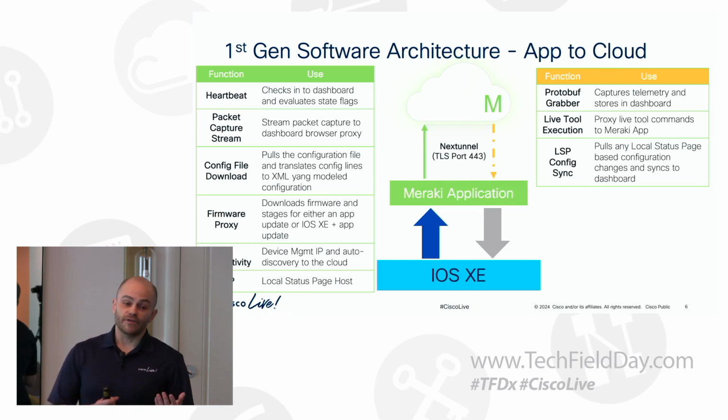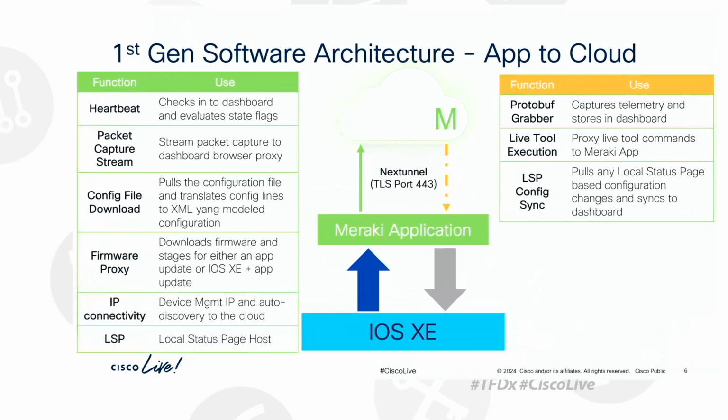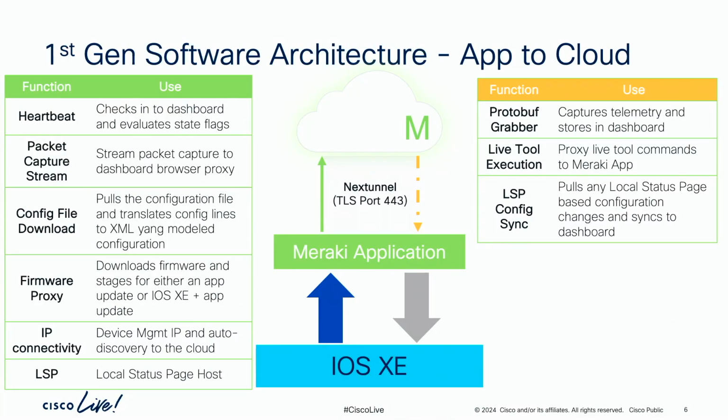Then it does a few other things, like the local status page. We don't use the web UI in the current generation architecture. We host that in that actual container. Now the cloud talks to that container and pulls information using protobuf. So we actually pull telemetry and store it in the container, pull it up to the cloud, and that's how we get all the information in the dashboard, especially when you see clients that are connected, traffic analytics, port up-down status information, any of the logging.